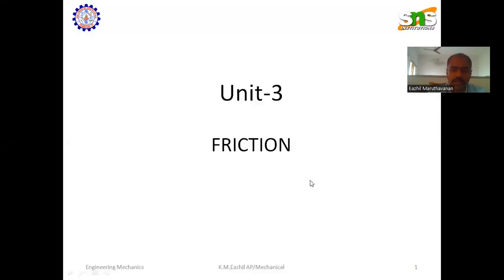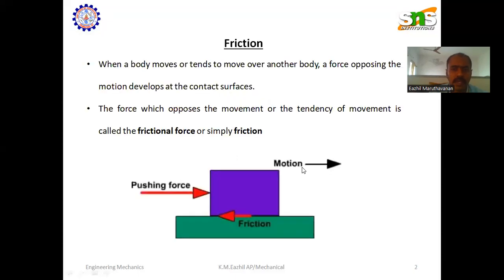Good morning. We're going to see in detail about friction. Friction is nothing but a force that acts in between two contacting surfaces. Whenever an object is in contact with another object, the frictional force will occur there. When a body tends to move over another body, a force opposing the motion of that particular object is known as the frictional force, or we can simply call it friction.